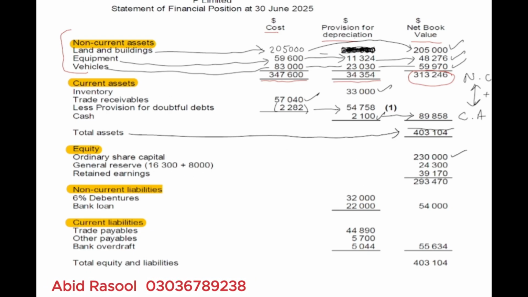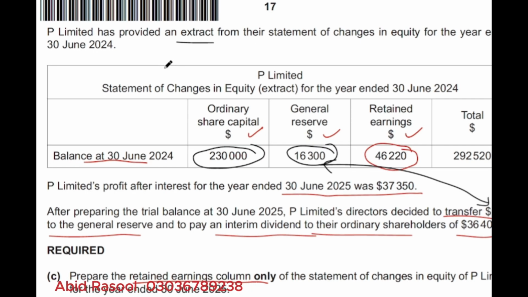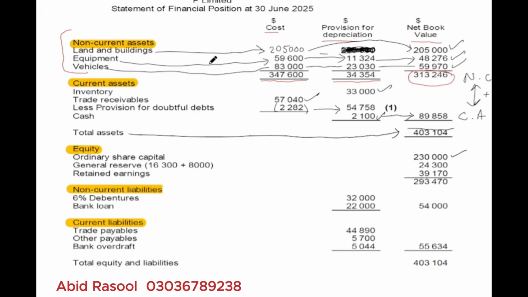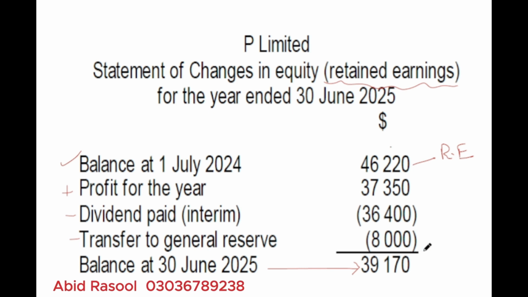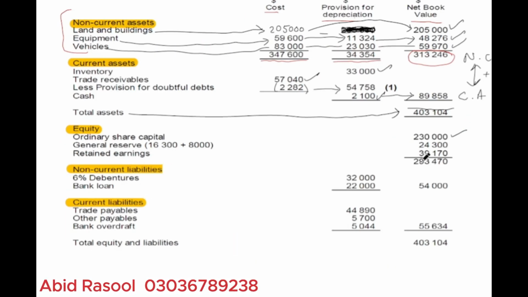Now we have two balances of retained earnings. One was the opening balance given in the question, and the other one we have calculated in the previous part. This one, the retained earnings new balance, will go in the statement of financial position for the retained earnings figure. So we have completed our equity section. All these figures will be added and we will get their sum over here, 293,470. After that, the liabilities section.